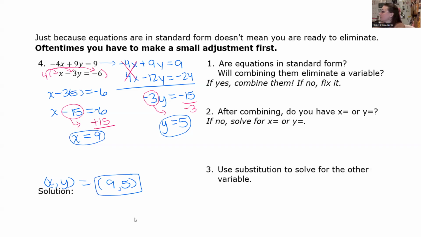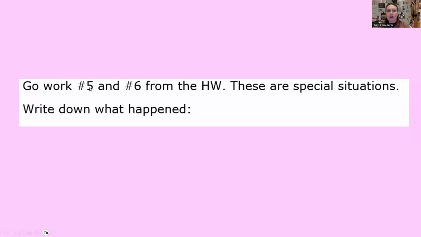Do you think special cases could happen when you're eliminating variables? Do you think all the variables could cancel? I mean, they did when we did substitution. So yeah, the same thing can happen when you have elimination, that all the variables cancel and you're either left with a true or a false math statement. And we've been learning how to answer those questions. So what I'd like for you to do now is to go and work question 5 and question 6 from the homework. These, I'm telling you, they're special situations. And as you figure them out, go back to your notes and write down what happens.